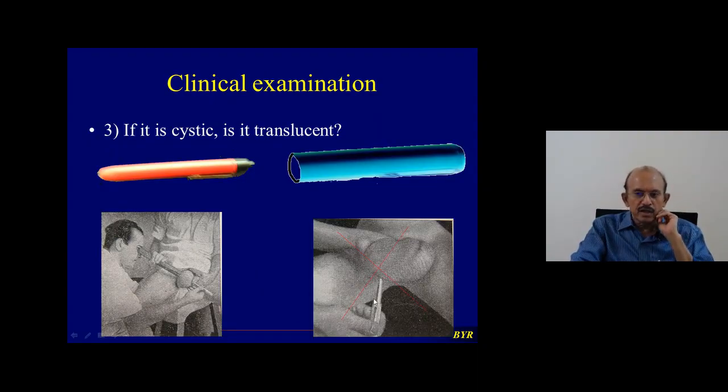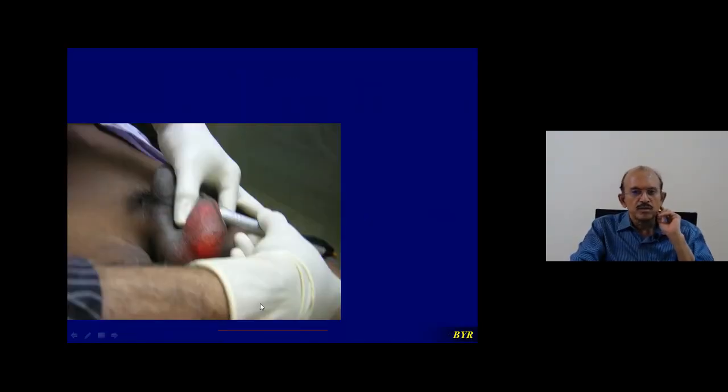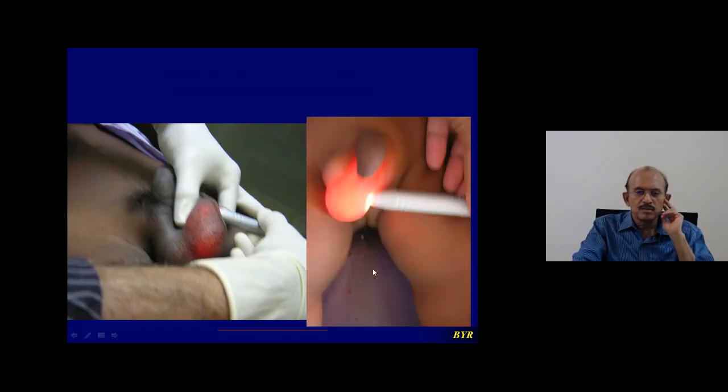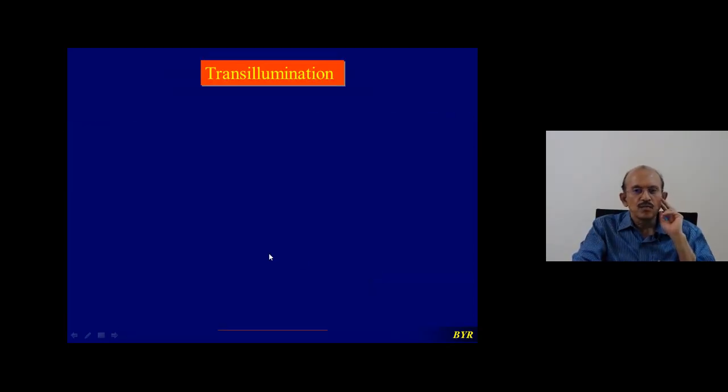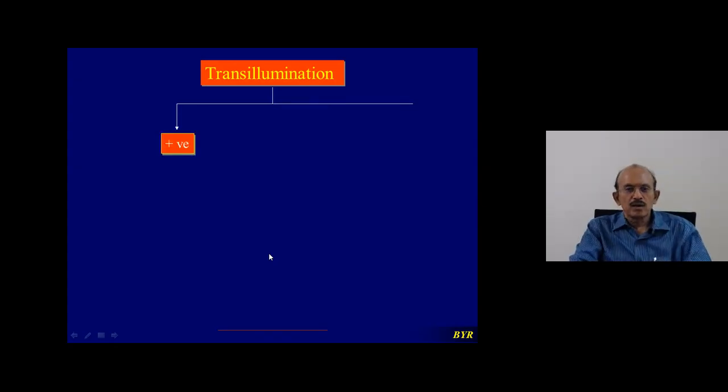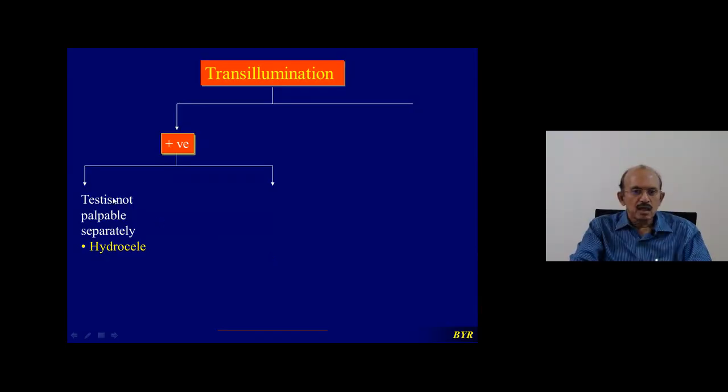You should not keep the torch at the posterior side of the swelling, because the testis will come in the way, so you cannot appreciate the transillumination. You must keep the torch only from the sides. These are some of the clinical tips you should know. You can see the torch is kept from the side, and you can see the brilliant transillumination. Transillumination positive. Testis not palpable separately means it is hydrocele.